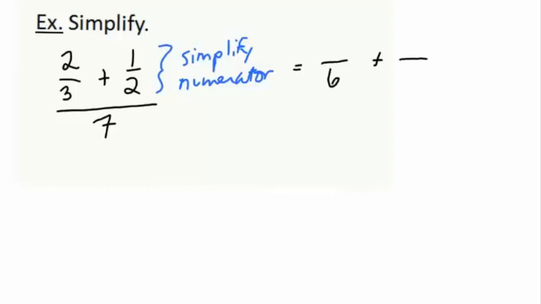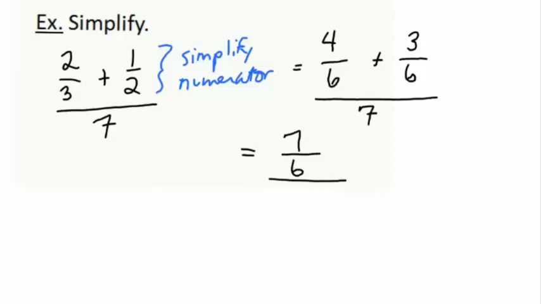And if you work on trying to find the LCM of these two numbers, you'll find that that LCM is 6. And we're going to change 2 over 3 to a fraction over 6 by multiplying both numbers by 2. And we'll change 1/2 into a fraction over 6 by multiplying both numbers by 3. Great, now we can add these two numbers together. We're going to get 7 over 6, all divided by the number 7.